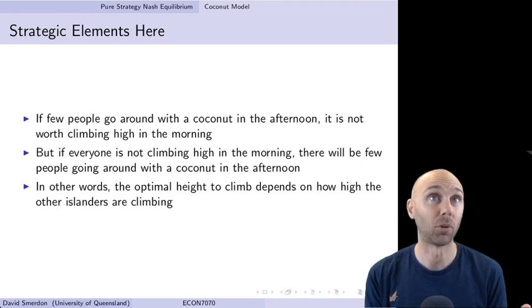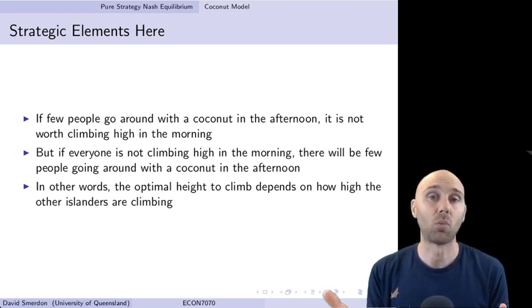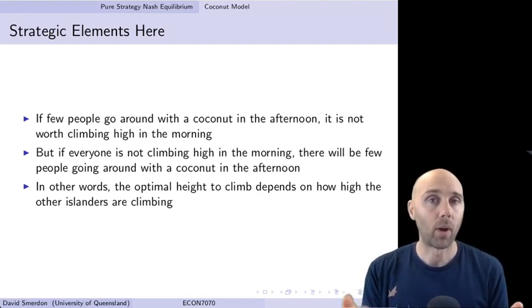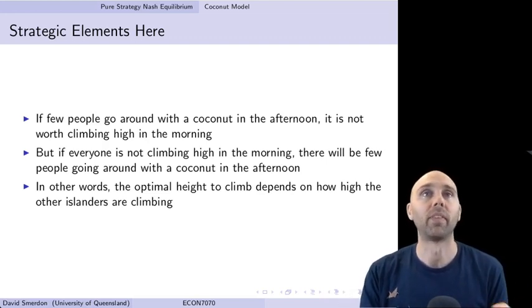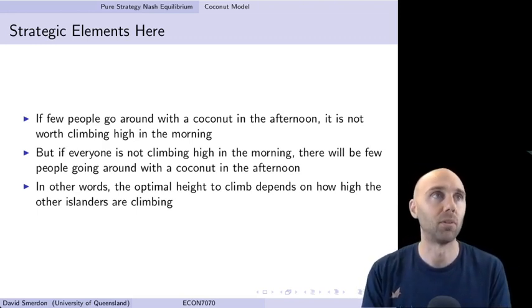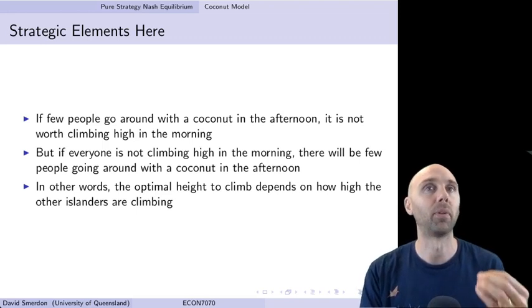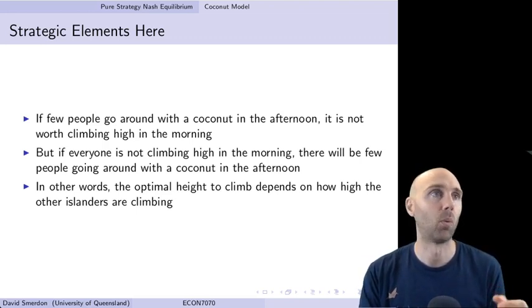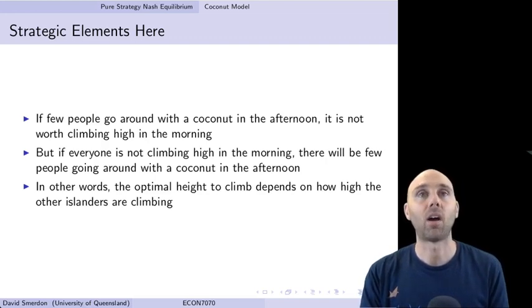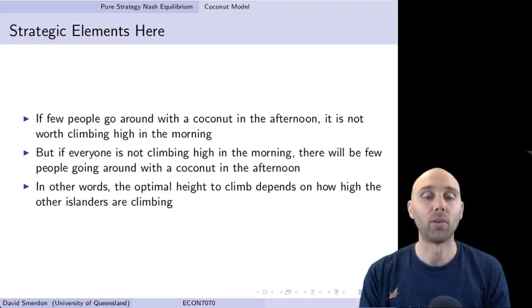It's more likely you'll go hungry, so it's just not worth climbing in the morning. But if everyone thinks that way and nobody's climbing in the morning, then there will be few people going around with a coconut in the afternoon with which to trade. So again, we're falling into this sort of cycle. In other words, the optimal height for you to climb depends on how high the other islanders are climbing. And whenever you've got a situation where your best decision depends on the decisions of others, you have strategic interactions.